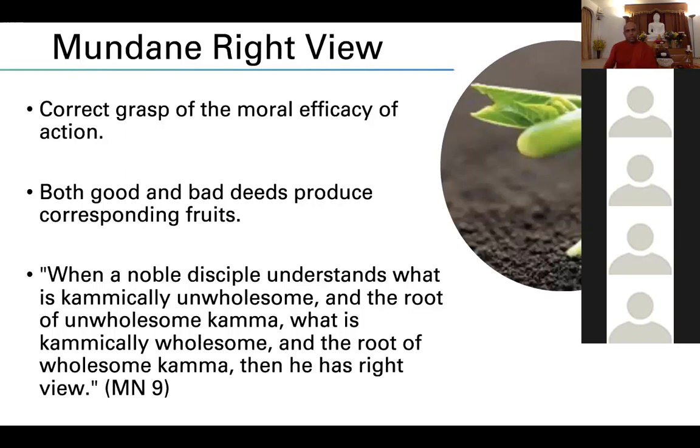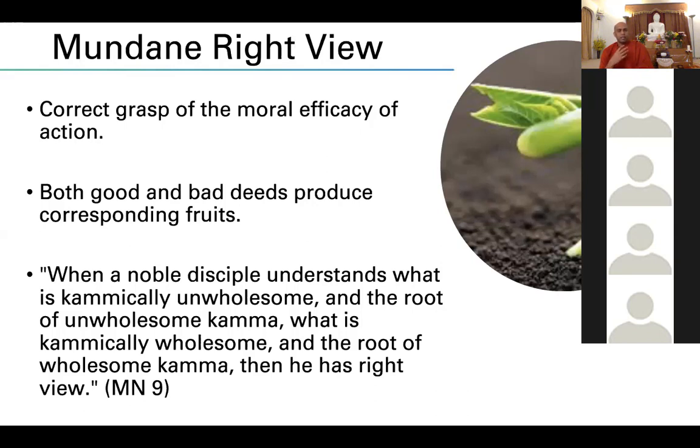So one element of this basic orientation is to have a correct grasp of the moral efficacy of action. On these two levels, the mundane level is more rudimentary, preliminary. We need to have the understanding that our actions, not all actions, let's say volitional actions, our volitional behaviors, have potency to give rise to similar results. Of course, you may be thinking about karma. Yes, definitely this is about karma, but sometimes the term karma has so many other meanings. So one basic understanding is that our actions do matter, to ourselves and also to others.